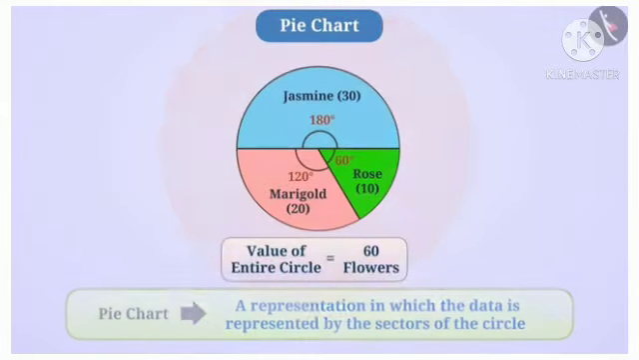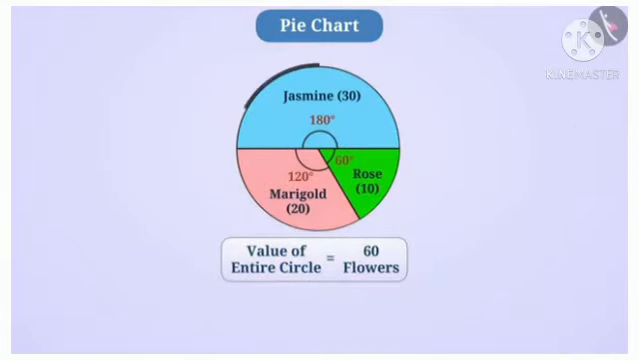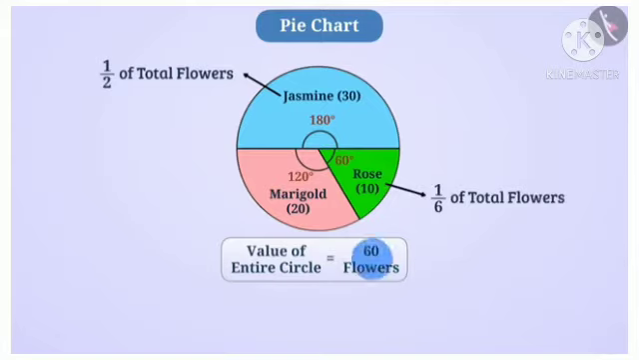A pie chart tells us the relation of a whole to its part. For example, 30 jasmine flowers are 1 by 2 of the total 60 flowers. Likewise, for 10 roses, it is 1 by 6 part of the total number. And 20 flowers of marigold is 1 by 3 of the total number of flowers.